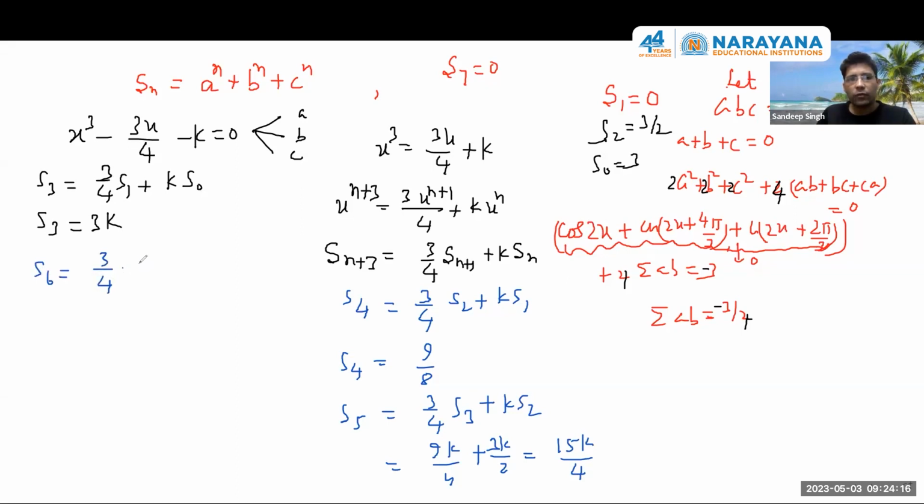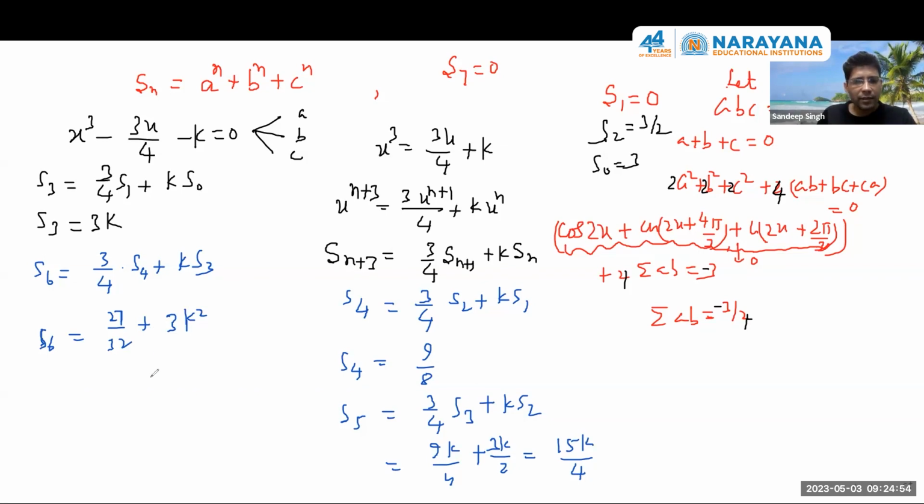Next is S6. 3/4 S4 plus K times S3. So what is S4? 9/8, so 27/32 plus K times S3. So what is S3? 3K square. Please check it. Is it all right?